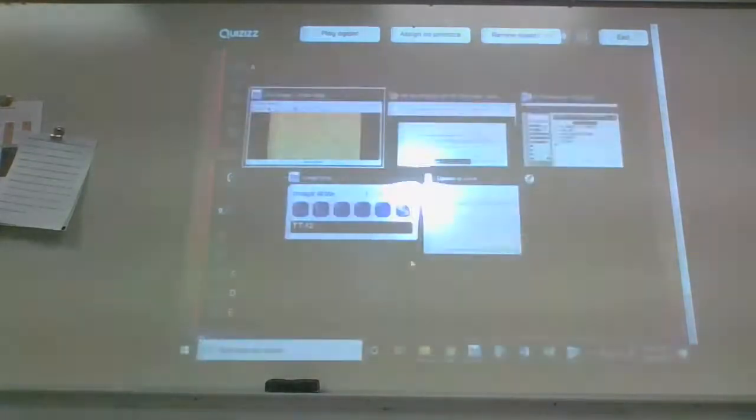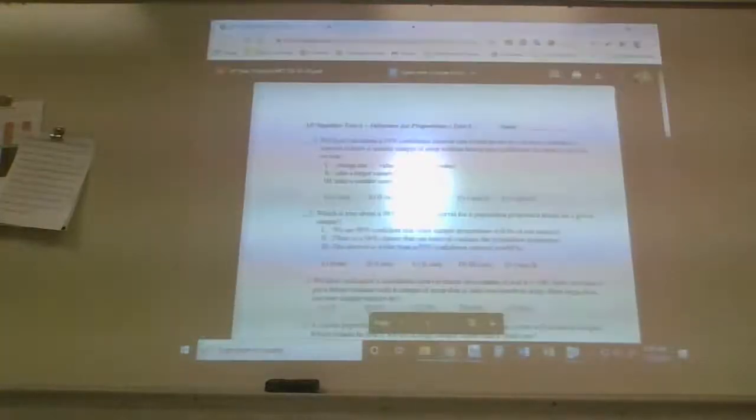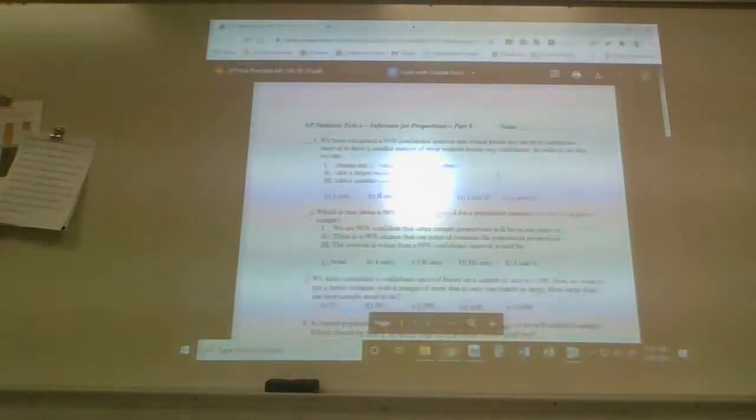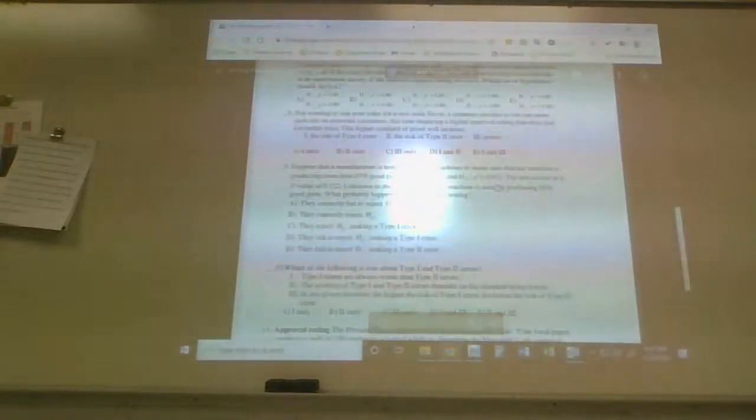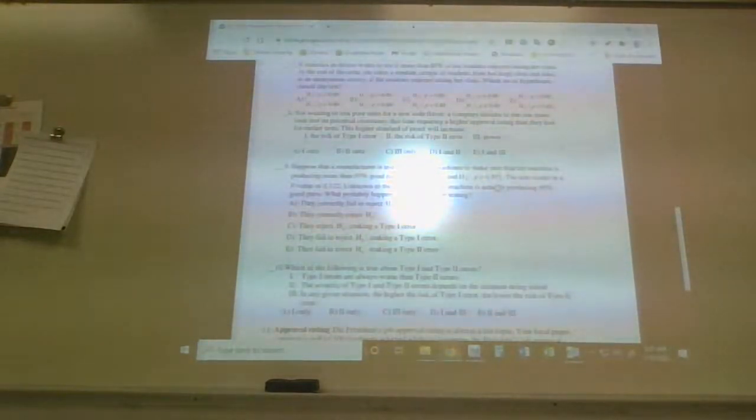Now, just for the sake of argument, I do have this, but it's a little bit difficult to see, which is why you have a PDF of this. Whether you're in class or at home, you have a PDF of this particular problem. So let's see what number 9 has to do.